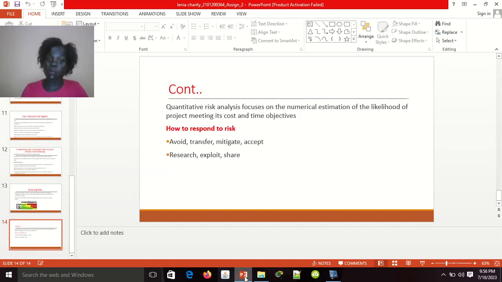Quantitative analysis focuses on numerical estimations of the likelihood of risks to the project. So how do you respond to risks? Avoid them. Transfer, giving someone else the work. Mitigate. Accept it. Research, explore, and then share the risks. So thanks very much. Welcome to the end of the lecture. Thank you guys.